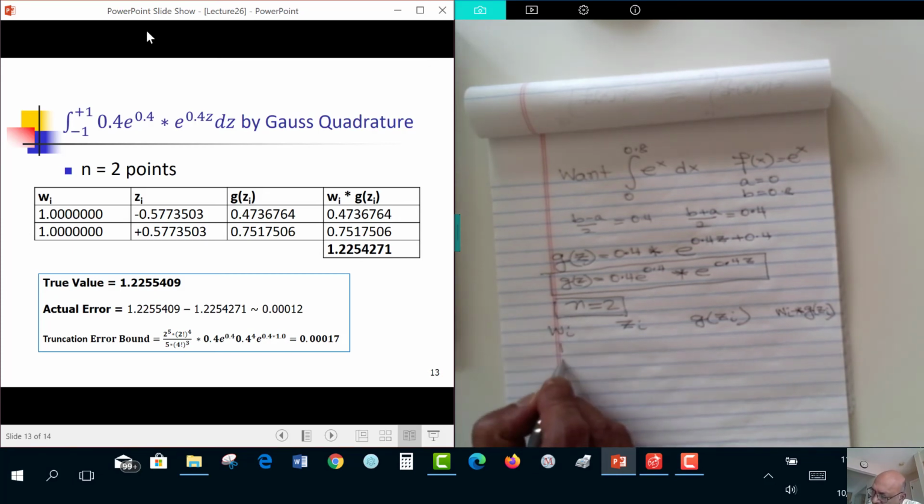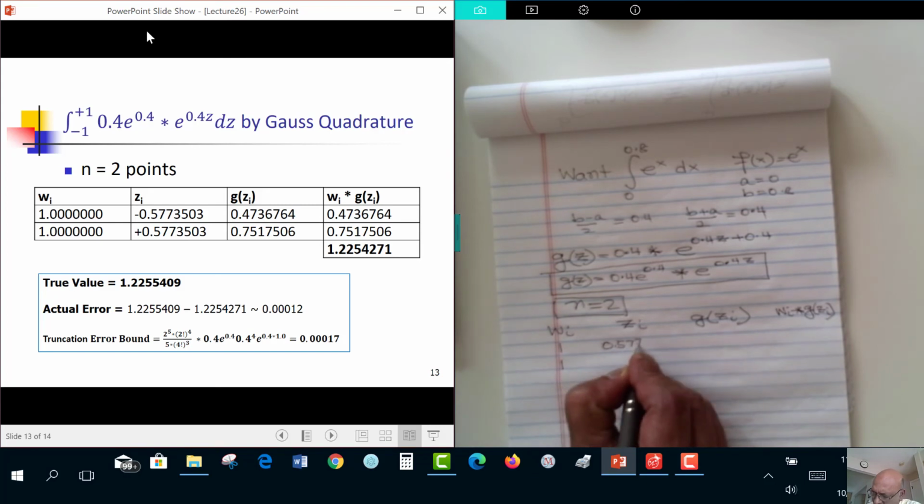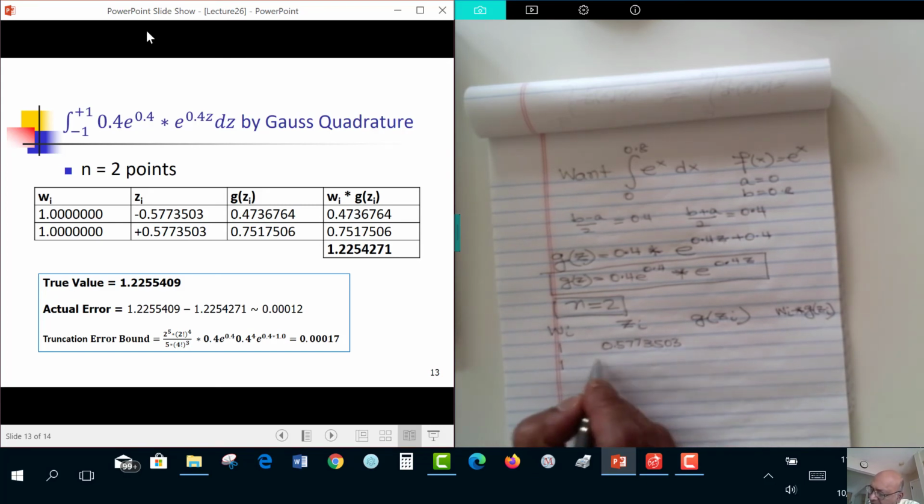Our weights are 1 and 1. So we are going to do 1 over square root of 3. And we'll get 0.57735, and I'm going to round it up. So negative and positive value.